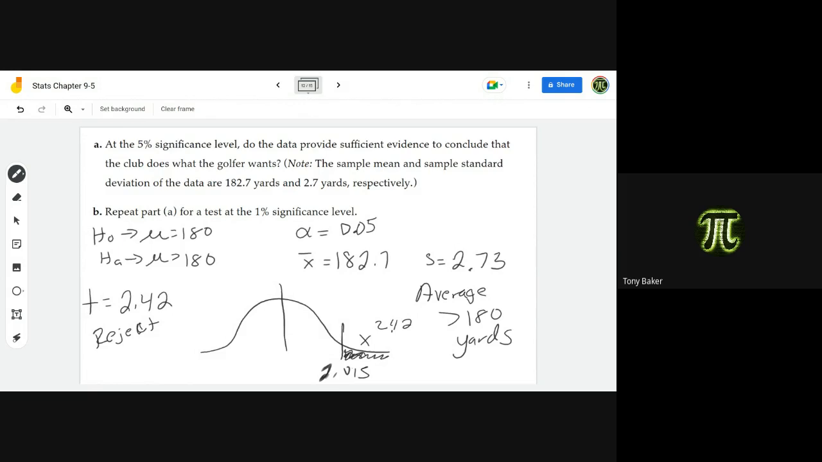All right. So question B says repeat part A for a test significance of 1%. Do we have to do the entire thing over again? What's the only thing that changes? The t-table, right? That's really the only thing that changes, that number right there. Everything else that we did stays the same. So you don't have to redo the whole problem. We're just going to change that number and look at the 0.01 instead of 0.05.